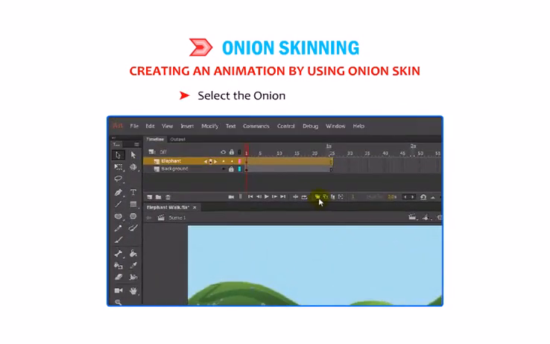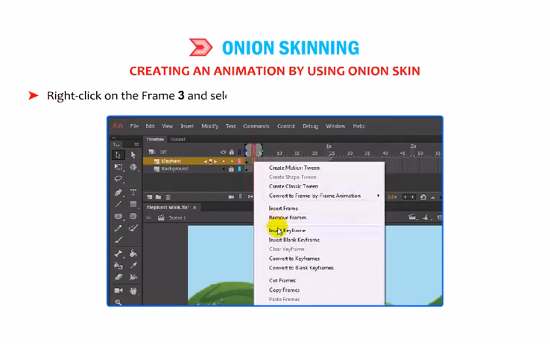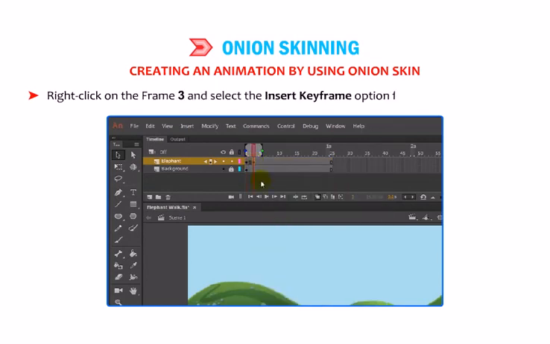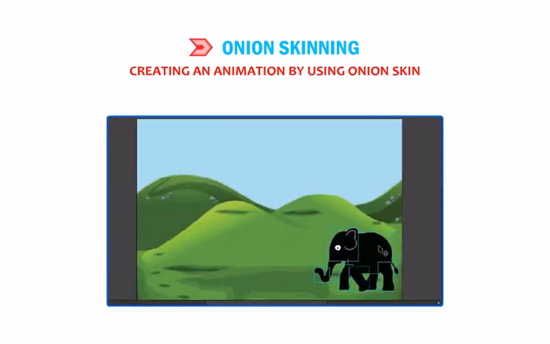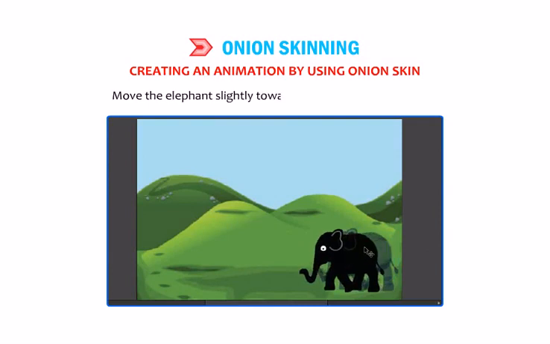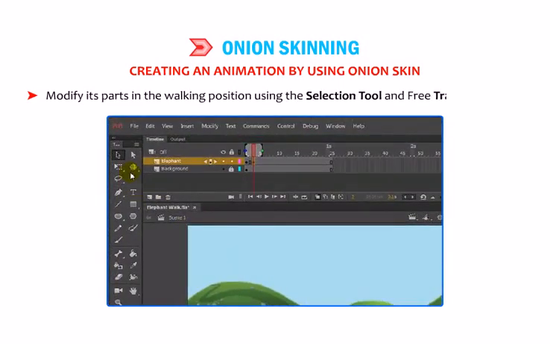Select the onion skin button. Right-click on the frame 3 and select the Insert Keyframe option from the context menu. Choose the Selection tool and select the elephant. Move the elephant slightly towards the left side of the stage. Modify its parts in the walking position using the Selection tool and Free Transform tool.